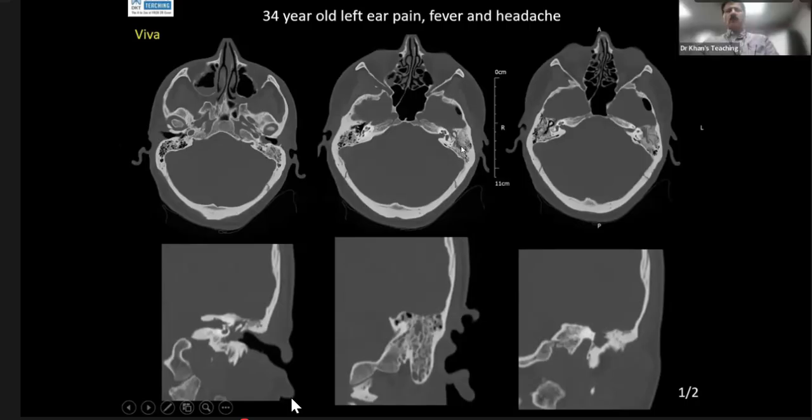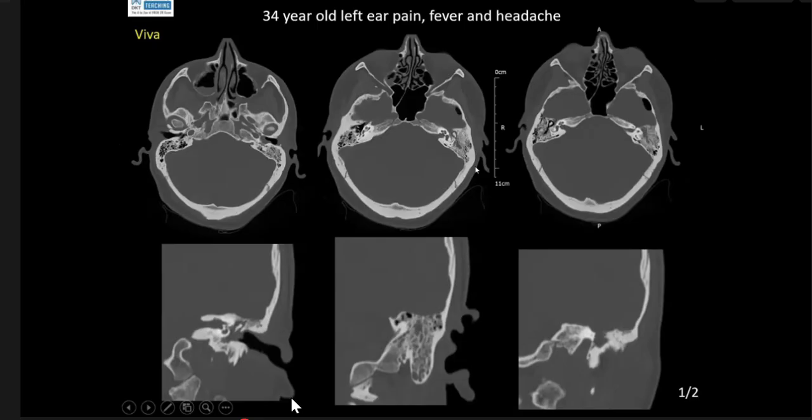We can see opacification of the mastoid cells. We can see the opacification of the middle ear. And if you just concentrate on this one and concentrate on this one, what is the main finding? Over to you, and what is your conclusion?